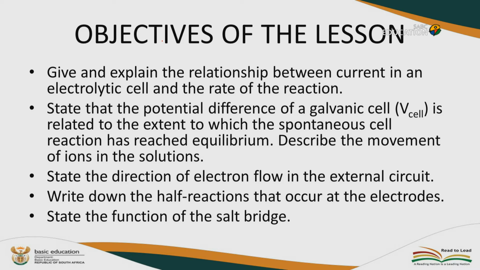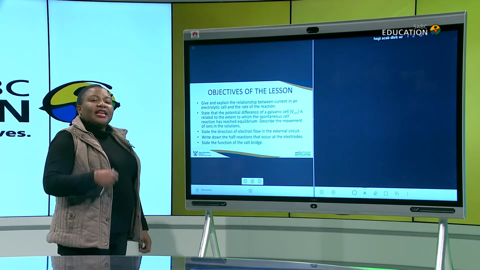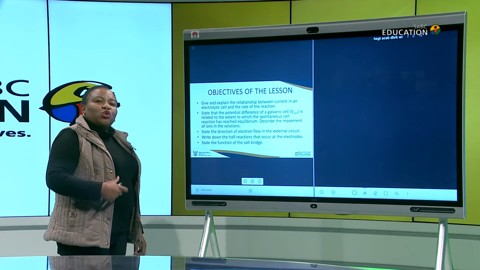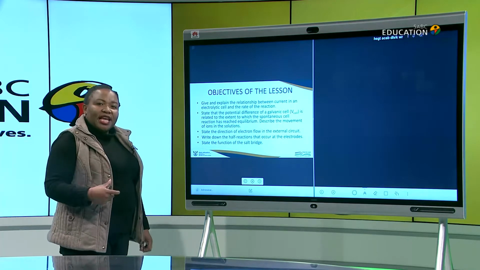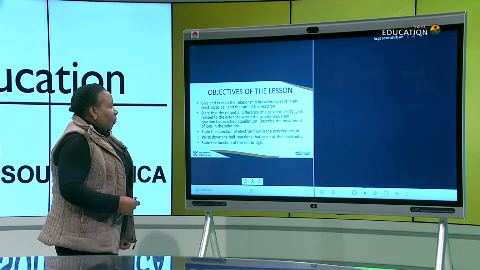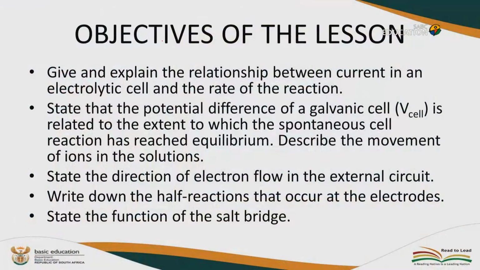Other objectives of the lesson that we are also going to focus on: we are going to give and explain the relationship between current in an electrolytic cell and the rate of reaction. Remember, these are reactions, and it is very important to understand the relationship of what is going to be produced or what is going to be used in terms of the rate of reaction. We are going to state that the potential difference of a galvanic cell is related to the extent to which the spontaneous cell reaction has reached equilibrium.